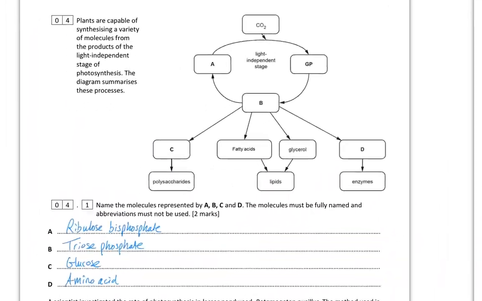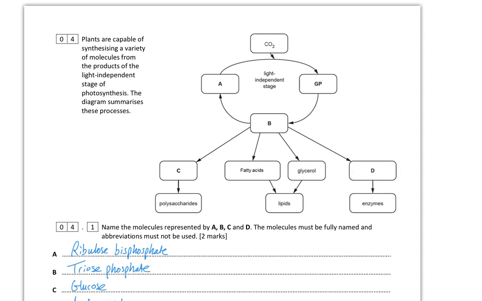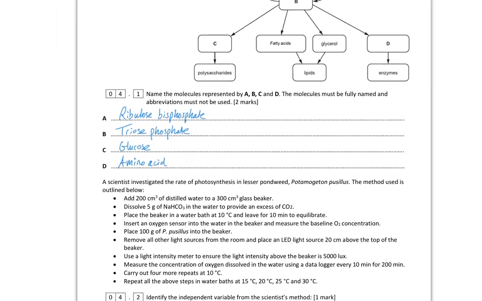We're almost there. Question 4, knowledge. So ribulose bisphosphate, triose phosphate. For B, glucose goes to polysaccharides, and enzymes are made of amino acids. So it's D. Again, should have been easy.